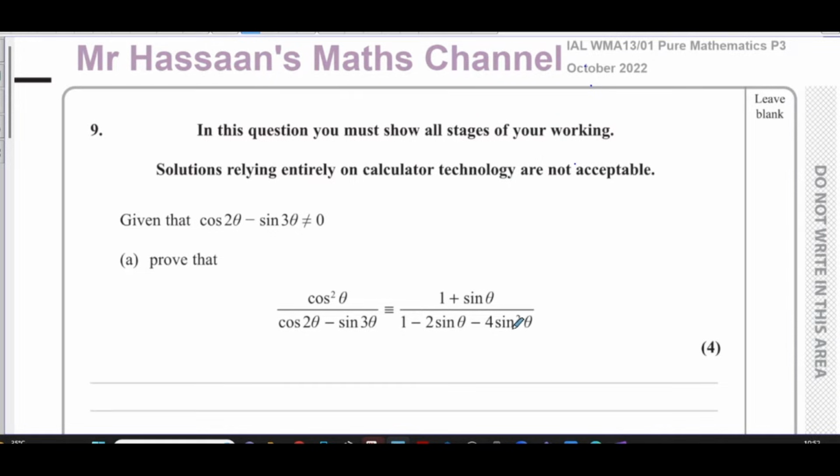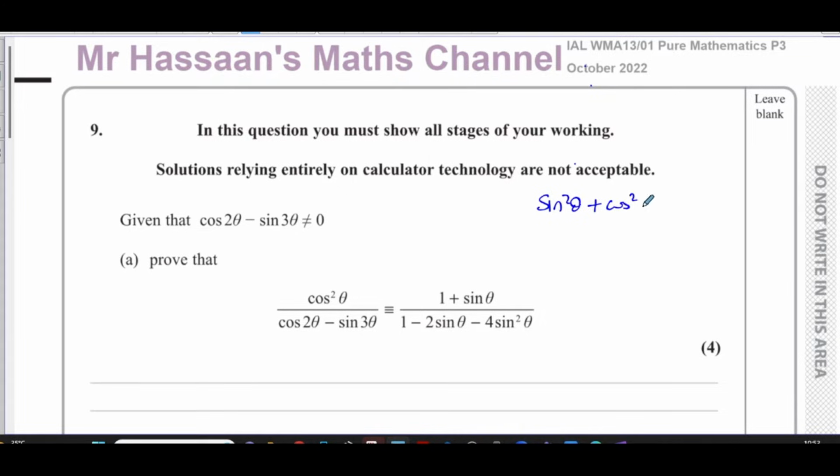So, for example, I see that this answer, what we have to show, doesn't have any cosines in it whatsoever. It's all in terms of the sine ratio, sine squared and sine. So I can notice here the cosine squared theta and cosine 2 theta, I'm going to have to rewrite in terms of sine.